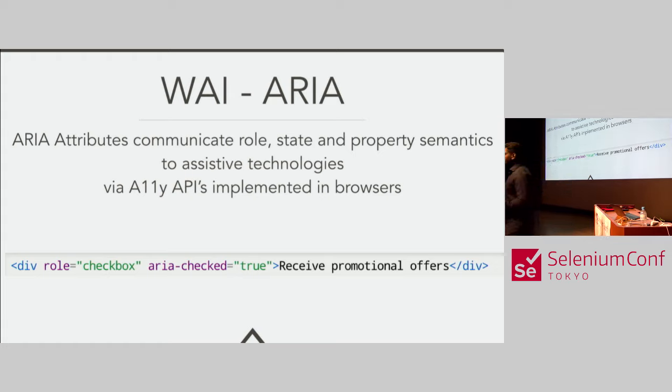And how the screen reader interprets that information is from what we give in the HTML DOM, which looks like this: aria-checked equals true. So when this attribute changes from false to true, that's when the assistive device says that yes, the checkbox has been clicked. And if this is false, simple, it's not clicked.